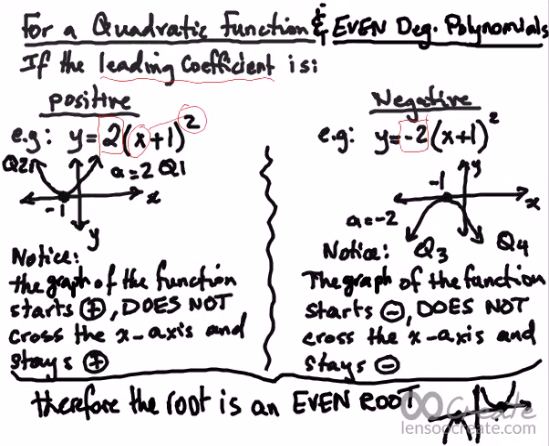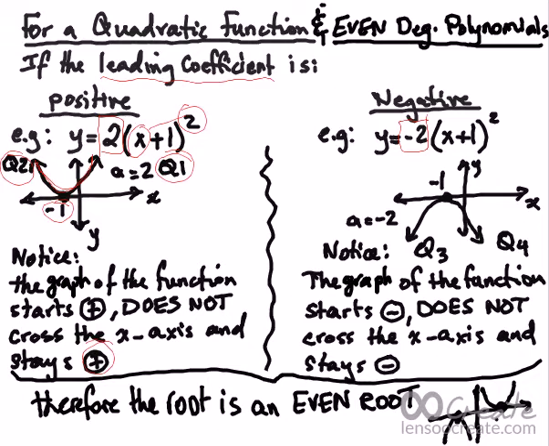So if the leading coefficient is positive, in this case y equals 2 times (x plus 1) squared, that quadratic function will open up, or will show a concavity upwards, as you see here. The function will start from quadrant 2 and will finish in quadrant 1. It won't cross the x-axis, it'll barely touch the x-axis, only at x equals negative 1. Here we see that the function starts positive, does not cross the x-axis, and stays positive afterwards.